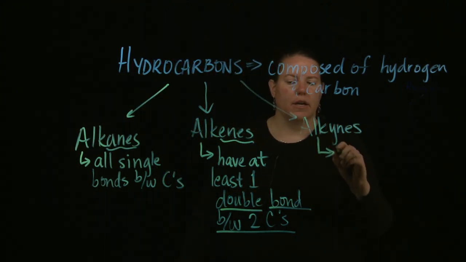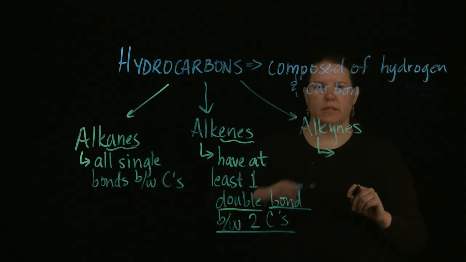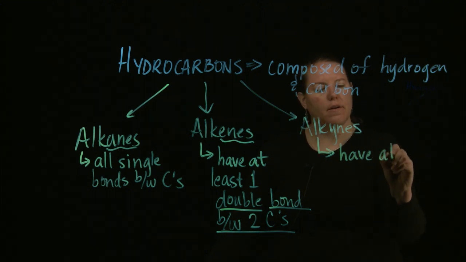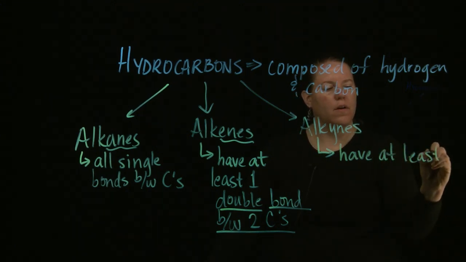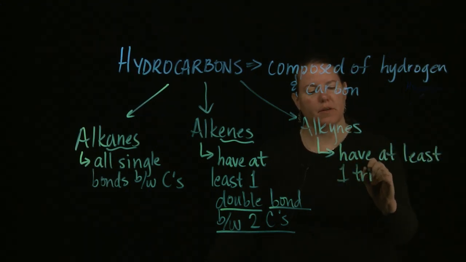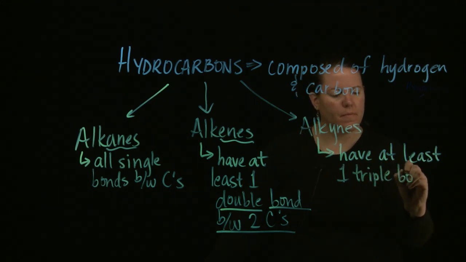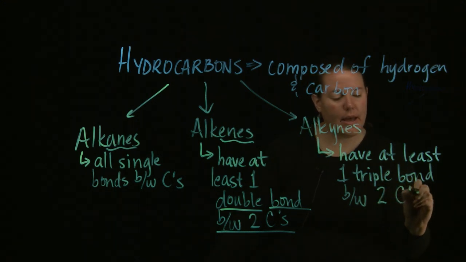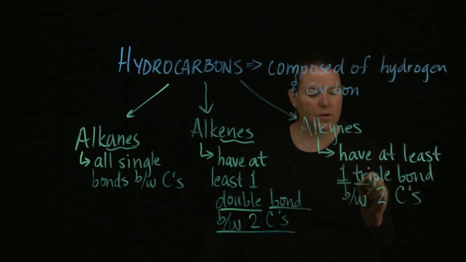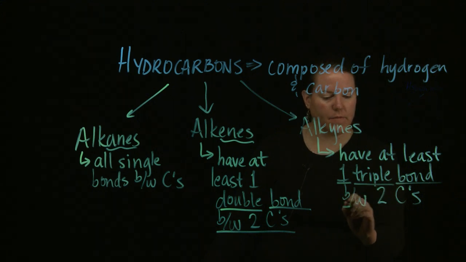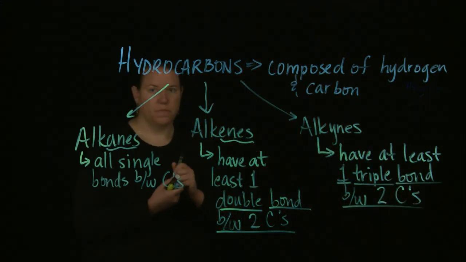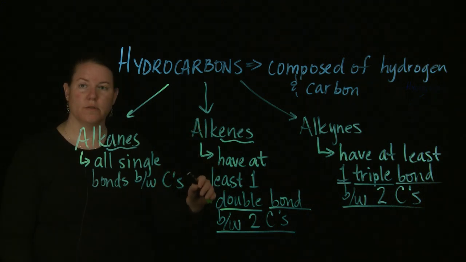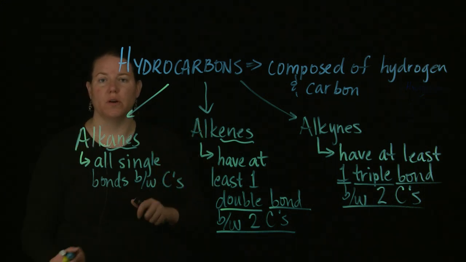Okay, alkynes. Alkanes have all single bonds, and alkenes have at least one double bond. Then this must have at least one triple bond between two carbons. And again, when we get to functional groups, folks start to get confused. Don't get confused. To be an alkyne, it is important that it is a triple bond between carbons.